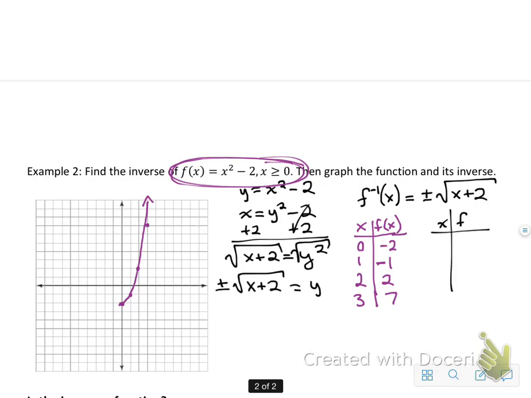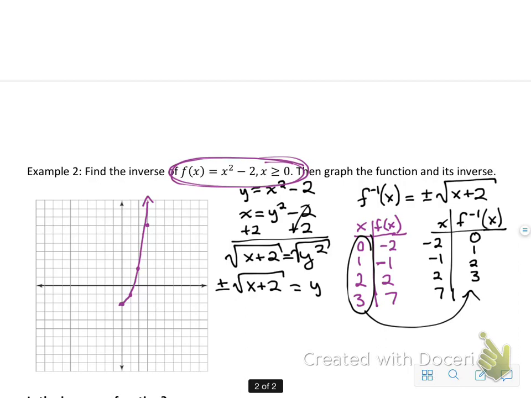All you have to do is take your x's that are right here and put them in your y slot. So we are going to get out 0, 1, 2, 3, and we put our x's, or f of x's, into x. So we have -2, -1, 2, and 7. Those are our points now, and those are easy to graph as well.